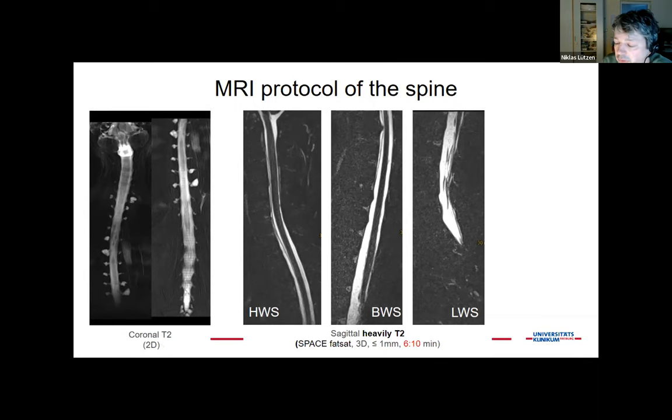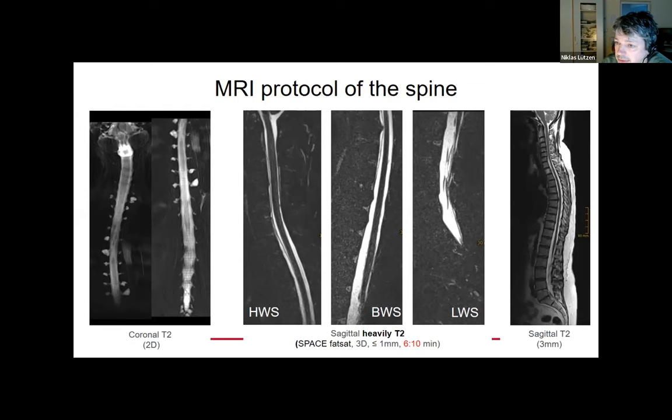These are very special sequences. We use them in less than 1 millimeter thickness, and it takes us 18 minutes. I think you can manage with 13, 14 minutes when you use 1 millimeter, but they are most important. And I think it's really a big step forward to use them in the diagnostics for SIH.